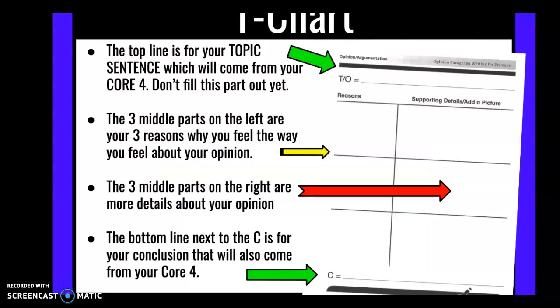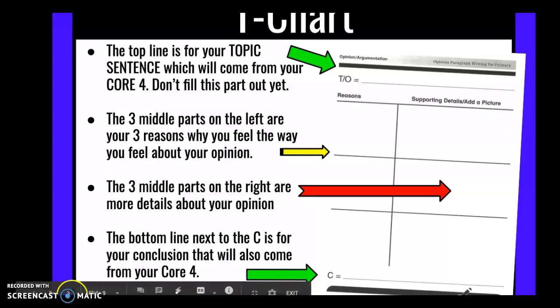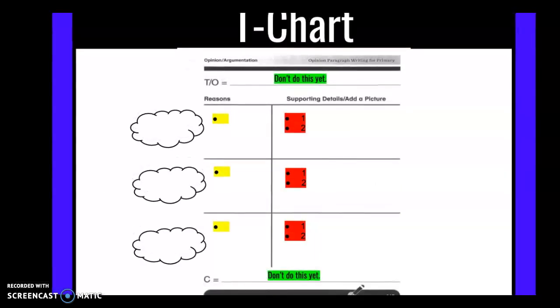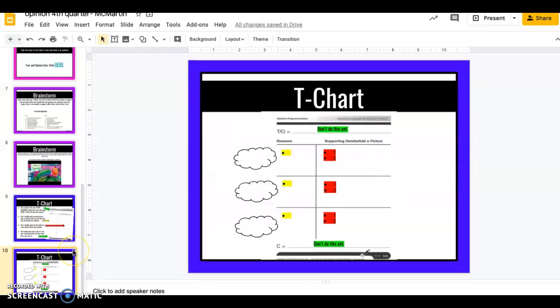This is just to let you know what a T-chart is, although I know you know what a T-chart is. This is mostly for your parents, so that they can see what a T-chart is and what goes where and how we color code it. We're very familiar with T-charts from informative writing, and now we're using them for opinion writing. This is the one we're going to work on today. So we're going to fill this in.